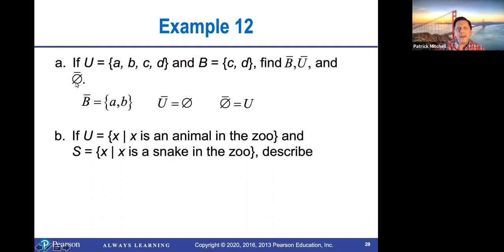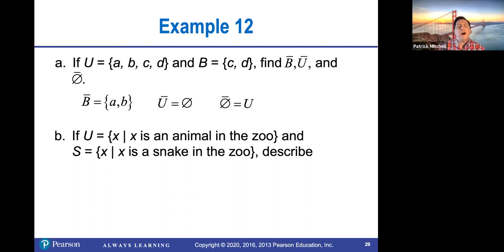And then empty set complement. So remember, the empty set is the set that contains nothing. What elements are not in the empty set? Well, all of them, all right? So empty set complement would be the whole entire universal set A, B, C, D. If at times this stuff feels a little mind-blowing and weird, that is perfectly natural, all right? It does for me too sometimes.